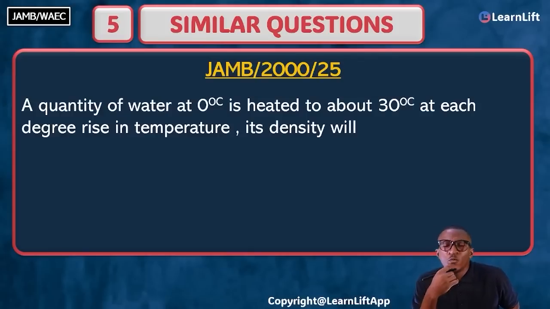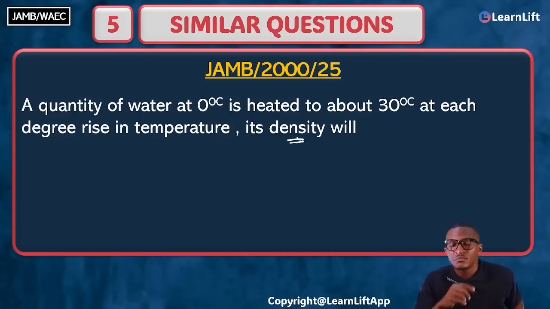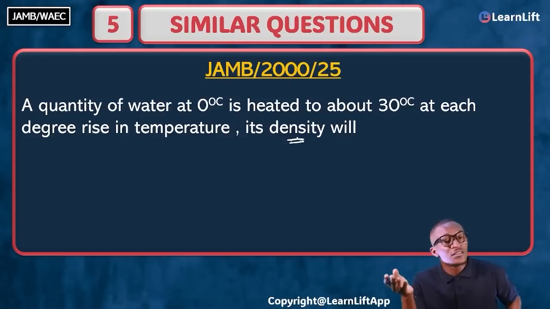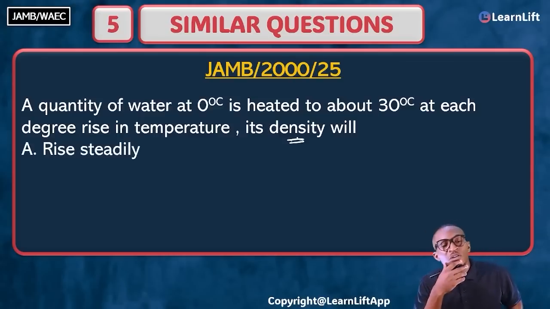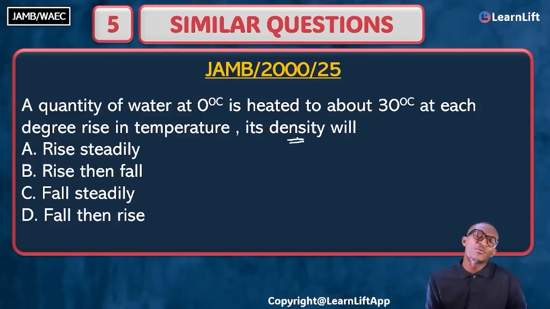The question says the quantity of water at 0 degrees Celsius is heated to about 30 degrees Celsius. At each degree rise in temperature, what will happen to the density? Do you understand? The temperature increases from 0 to 30 degrees. At each degree rise, what will happen to the density? A says rise steadily, B says rise and then fall, C says fall steadily, D says fall and then rise. Who can tell me what becomes the answer?